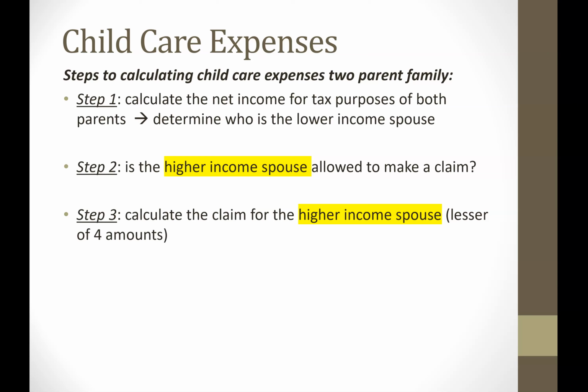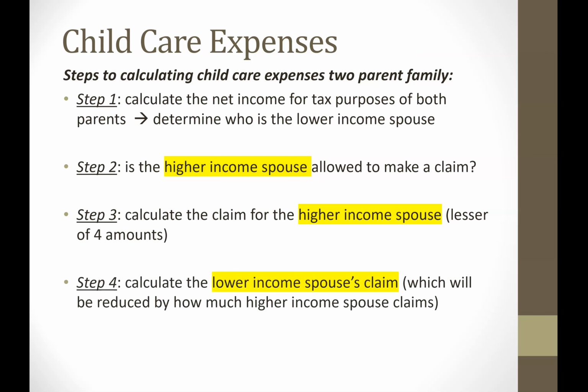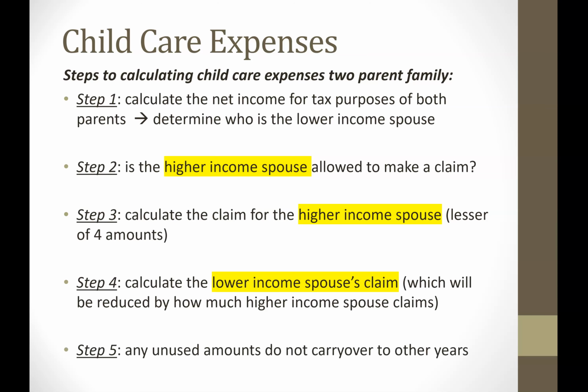We do that calculation, then we go to step number 4. We calculate the lower income spouse's claim. Now, the lower income spouse claim will be reduced by how much the higher income spouse is able to claim. And then the final step, any unused amounts do not carry over. So those are the 5 easy steps to calculating child care expenses for a two-parent family.